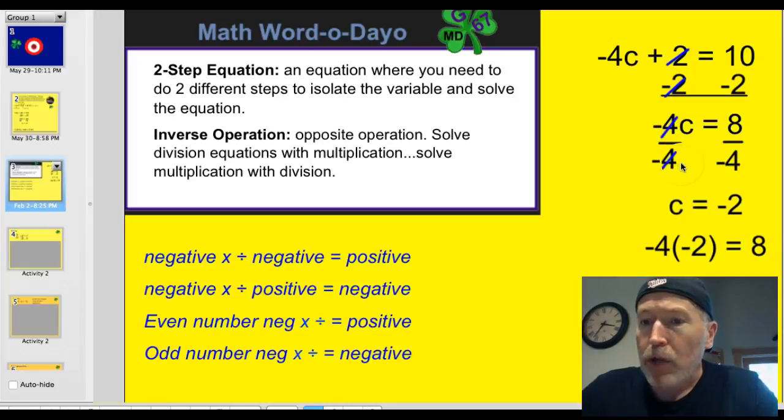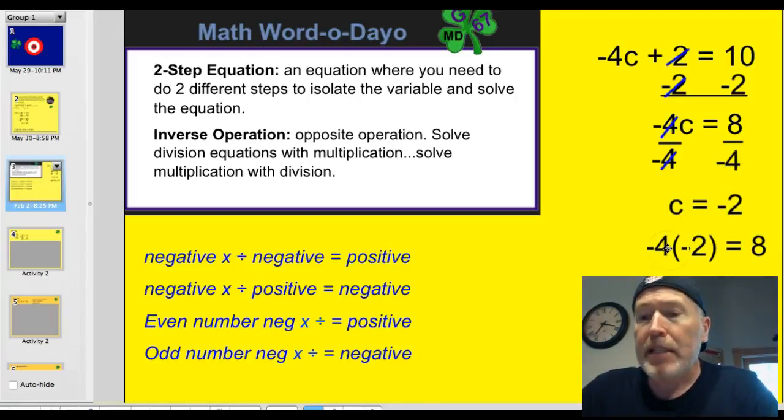These negative 4s will cancel each other out, so we're left with 8 divided by a negative 4. Well, we have a positive divided by a negative. We've got an odd number of negative symbols here, so my answer is going to be 8 divided by 4 is 2, and it's going to be a negative 2 because there's only one of them, that odd number.